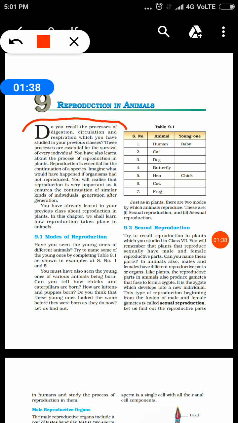Like in human beings, why do we human beings reproduce? Because somehow or other we have to die one day. Yes, we have to die. So if we are dying, then we have our children also, they will grow and they will also reproduce. So this process is for the continuation of a particular species.